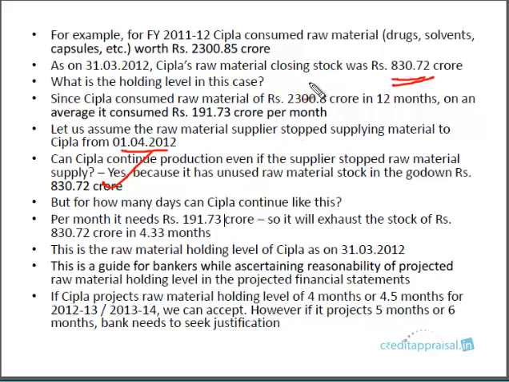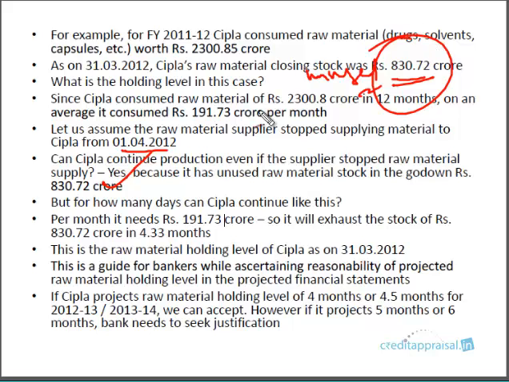There is some raw material. This is unused raw material, right? They have purchased this already in advance and kept it as a buffer in the godown. So if the raw material supplier doesn't supply from 1st April, still Cipla can continue production with this raw material. But it cannot continue indefinitely, right? For eternity it can't do.